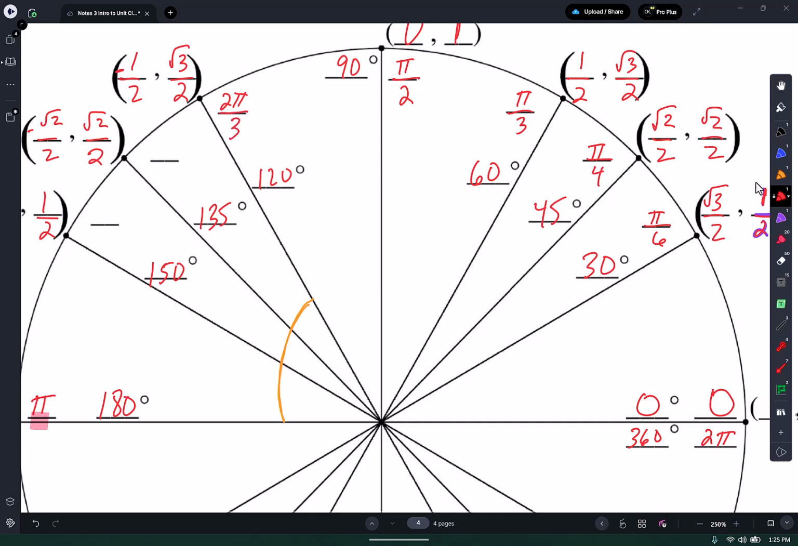2 pi over 3. Keep the denominator the same. 2 pi over 3. And then write what you got to write. Okay, using that same logic.